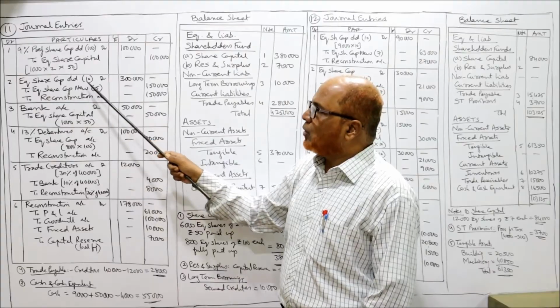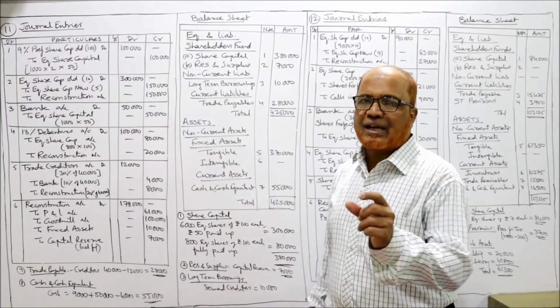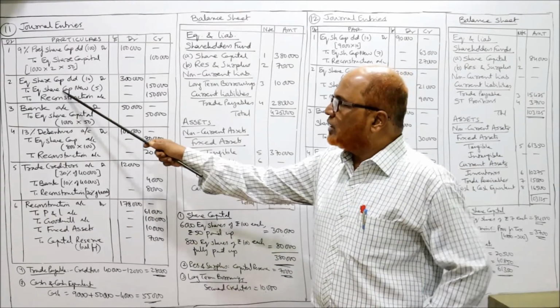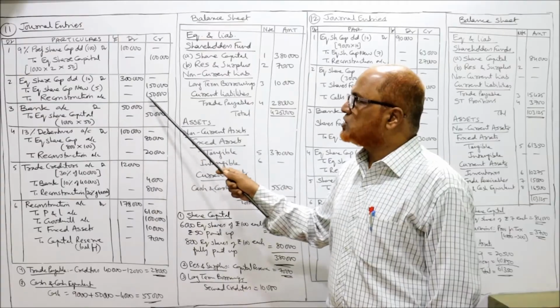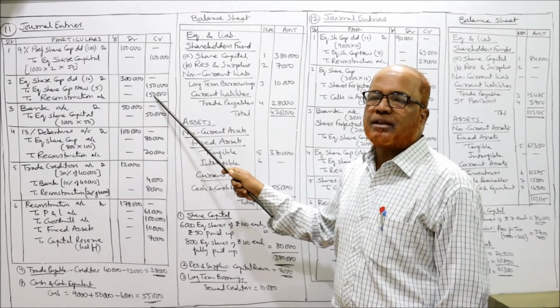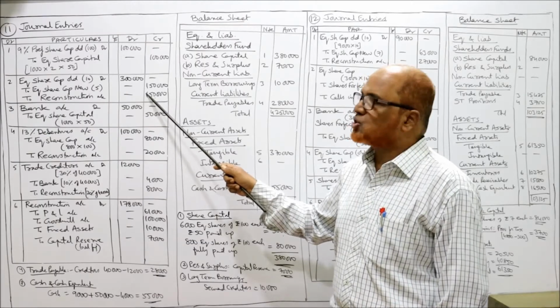Now equity share capital, old 10 rupees, 3 lakh. Old equity share capital of 10 rupees cancelled and new equity share of 5 rupees issued, 1,50,000. The remaining amount is transferred to reconstruction. Being the old equity capital cancelled and new equity share issued as per reconstruction scheme.